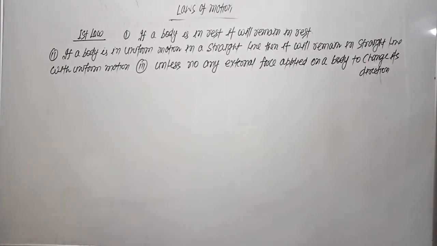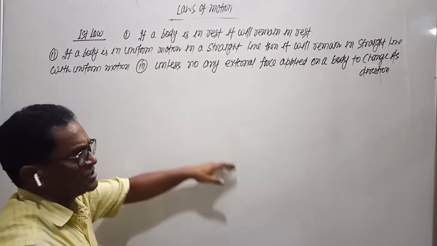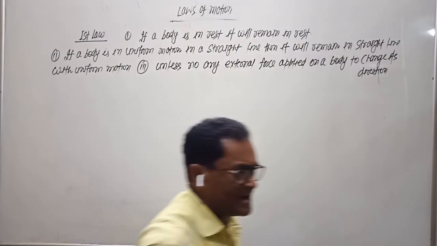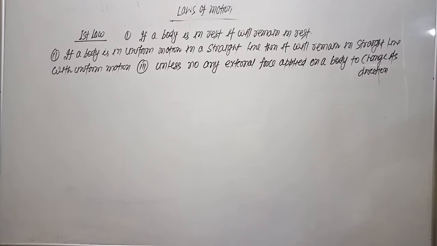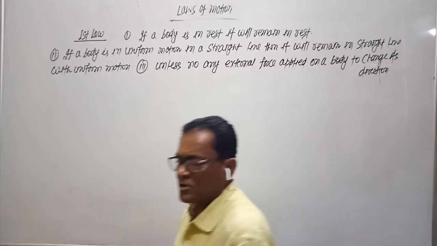So Newton's first law of motion consists of three parts. The first part is, if a body is at rest, it will remain at rest. The second part, if a body is in uniform motion in a straight line, then it will remain in uniform motion in a straight line. And the third part is, unless an external force is applied on a body to change its direction. One by one we discuss all these three parts.